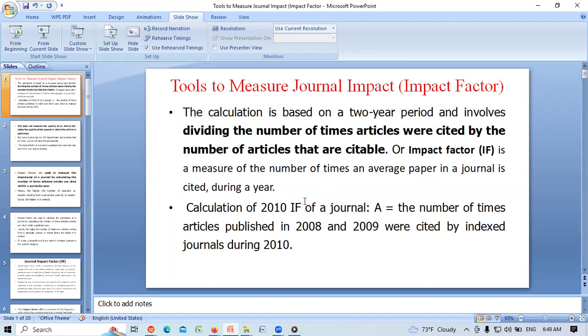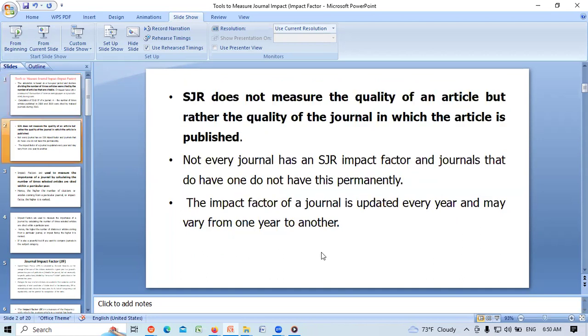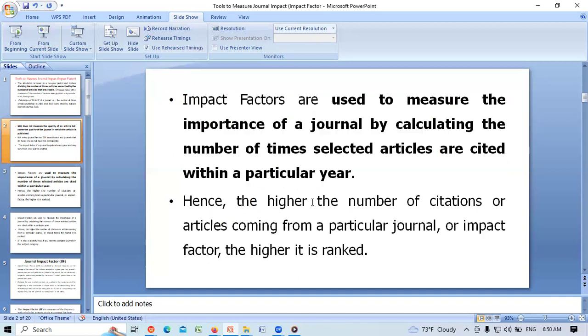Calculation of the 2010 impact factor of journal A: the number of times articles published in 2008 and 2009 were cited in the journal during 2010. SJR does not measure the quality of articles but rather the quality of the journals in which the article is published. Not every journal has an SJR impact factor, and journals that do not have one do not have this permanently. The impact factor of the journal is updated every year and may vary from one year to another.